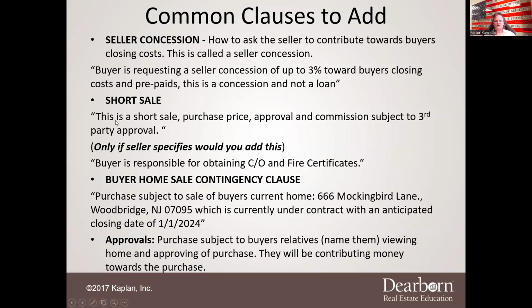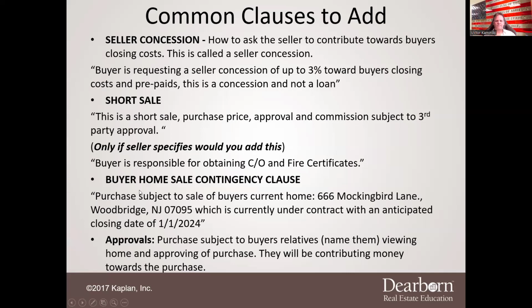If it's a short sale, you would write in: this is a short sale, purchase price and approval and commission subject to third-party approval. And only if the seller specifies that they're not going to be taking care of the inspections, you would write in there: buyers responsible for obtaining CO and fire certificates. CO is the certificate of occupancy inspection. That's required. It's a city inspection. It's required before you can close, as well as the fire inspection, if the municipality requires them. Most of them do, but not all.